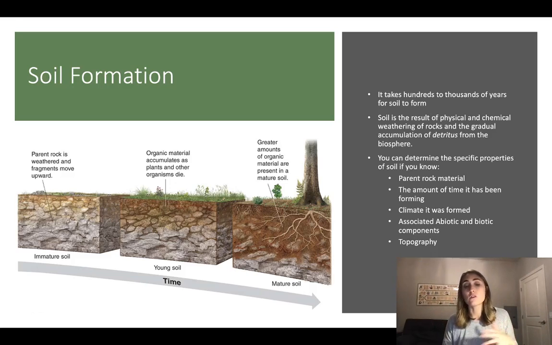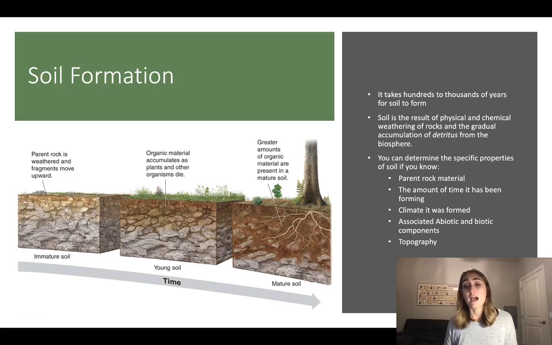Okay, so we already know soil formation happens over time because we've learned about primary succession and secondary succession. We know that it starts with this parent rock material that either gets weathered or fragmented in some way or eroded in some way and eventually starts to resemble something that looks more like soil, especially as we start to have more living things there. But what do we know? How can we determine more specific properties of that soil?